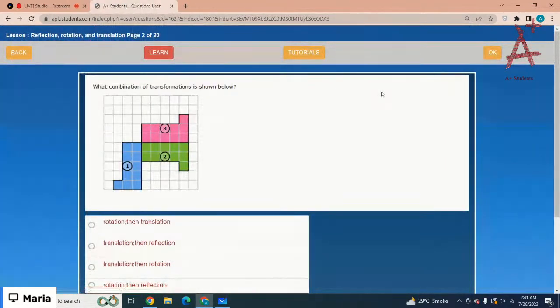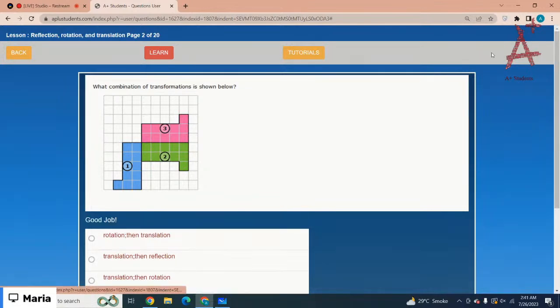Okay, what combination of transformations is shown below? Okay, from 1 to 2, that would be rotation, and 2 to 3, that would be a reflection. So first you rotate it and then you reflect it. That would be rotation and then reflection.